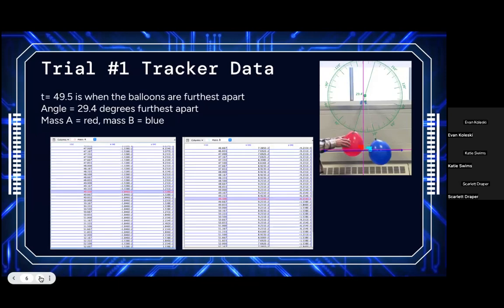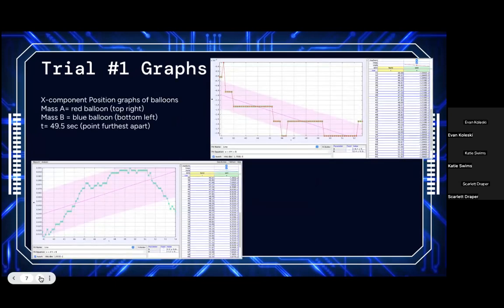And so here's our trial number 1 Tracker data. This is where we rubbed the balloons together on cotton. And how I calculated this is I found the angle using the protractor on Tracker between the balloons at the furthest point. And then I tracked each of the balloons up until they reached the furthest point of distance. And then here are the position graphs for them. Mass A is the red balloon, which is the top right, and mass B is the blue balloon. And the time at which they're furthest apart is 49.5 seconds. So that's the point at which we calculated the angle between the two balloons.